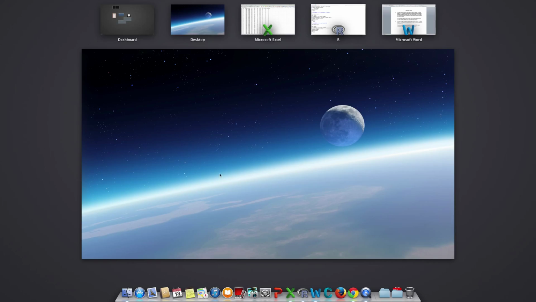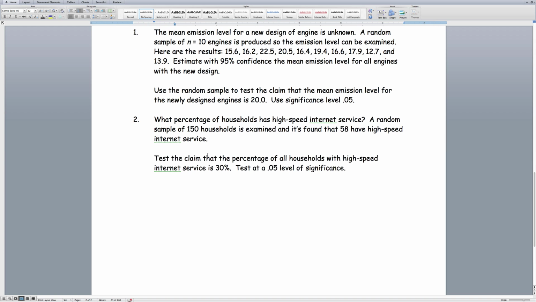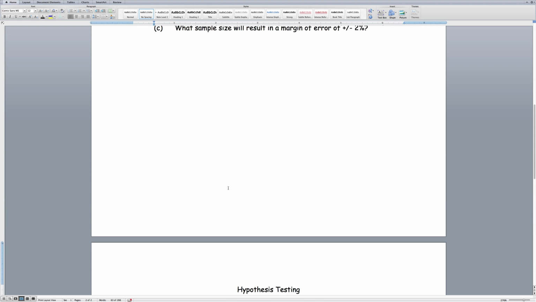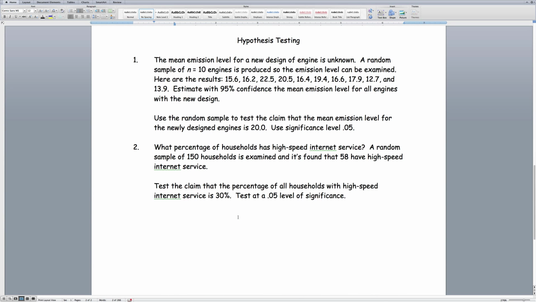All right, the other problem that we had in this handout was for the confidence interval of the percentage of households that have high-speed internet service. We've examined 150 households and found that 58 have high-speed internet service. Now, two things going on here. First of all, we want to calculate the 90% confidence interval, but we also want to test the claim that the percentage of households with high-speed internet is 30%.